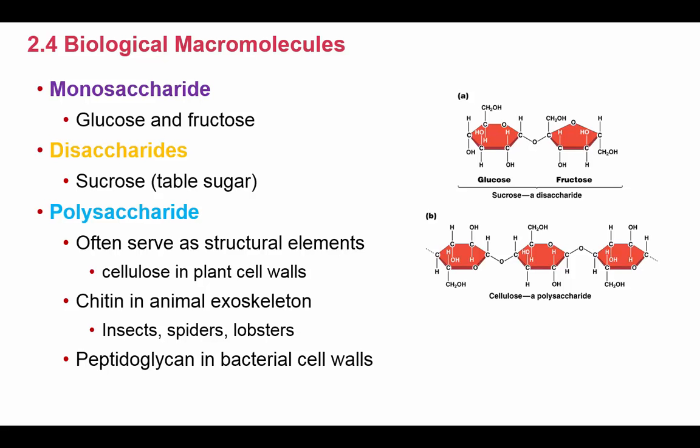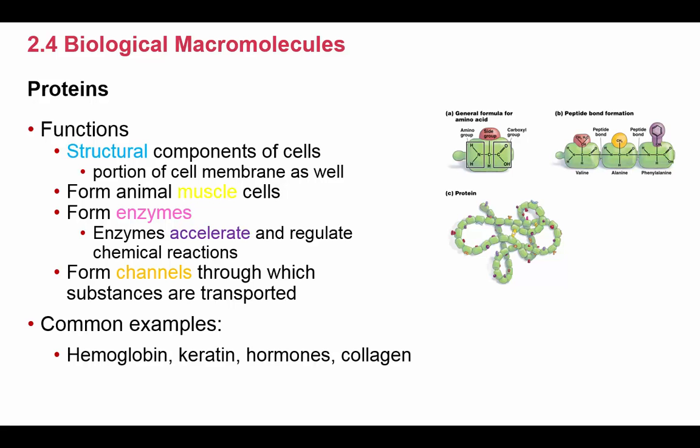Disaccharides are where you join two monosaccharides together, and it builds things like sucrose or table sugar. Polysaccharides, on the other hand, are where you take multiple monosaccharides and put them together. Some examples of these would be structural elements, like cellulose that's found in the cell walls of plants, or chitin that's found in the exoskeleton of certain animals like insects and spiders and lobsters. Polysaccharides would also build up things like peptidoglycan that makes the cell walls of bacteria. So very strong materials fall under the category of polysaccharides.